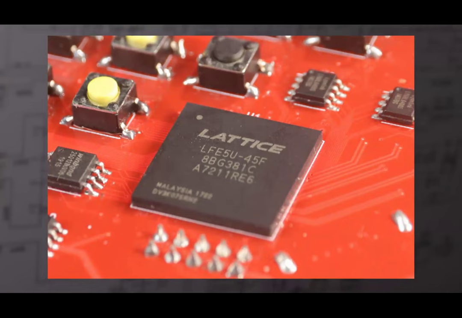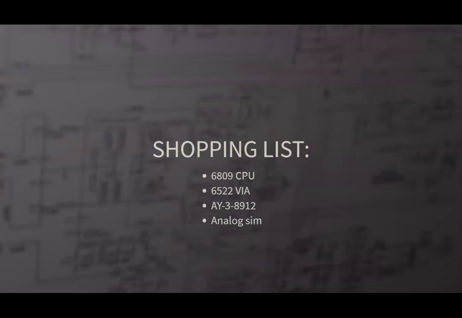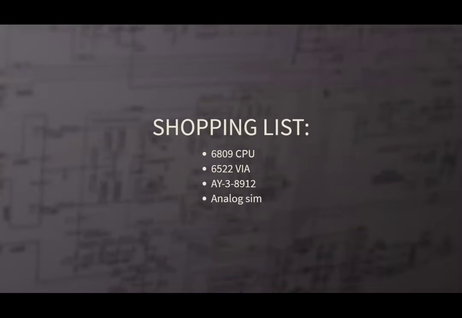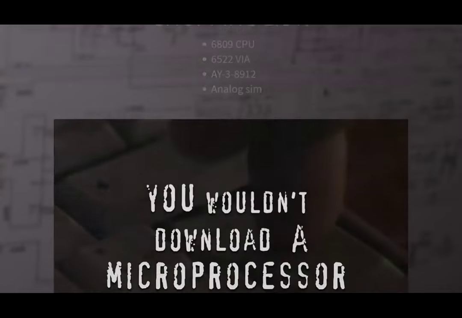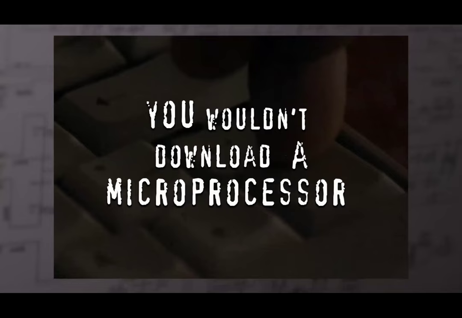It's a lot simpler on the hardware side, and a little bit more complicated on the actual putting stuff inside. So I need a shopping list for what to put in the FPGA. We've got the CPU, we've got the VIA or the PIO or whatever it's called. We have the sound chip and we have a simulation of the analog stuff. The nice thing about FPGA stuff is that all those chips, you can just download them. They're just on the internet, open source, free, you can grab it.